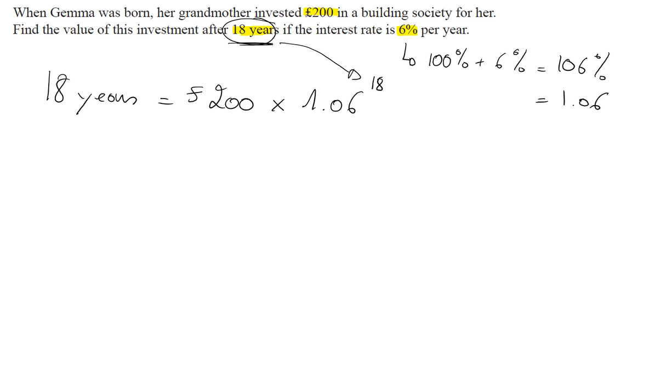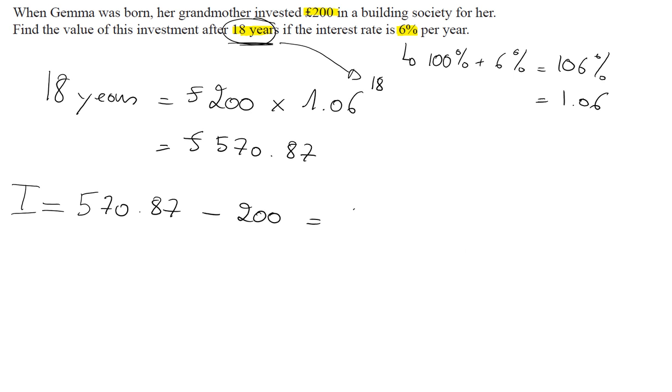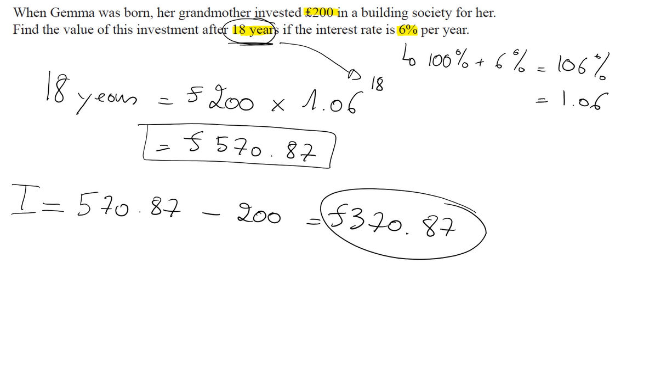So after 18 years, I'm going to get 200 times 1.06 to the power of 18, which is 570.87 pounds. So the interest in this case is 570.87 minus 200, which is 370.87. So that's your interest here. The value of your investment is this. Your investment will now be worth 570.87 pounds.